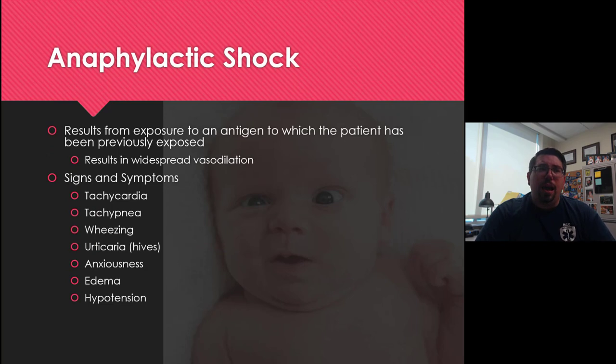The next level of shock we have is anaphylactic shock. Anaphylactic shock truly can be a life-threatening experience for a child. It results from an exposure to an antigen which the patient has been previously exposed to, and we see a widespread, massive immune response to it. That immune response causes massive vasodilation and causes the capillaries to become very leaky and likely to lose fluid out of the vasculature. Signs and symptoms for anaphylactic shock include tachycardia, tachypnea, wheezing, hives or urticaria, anxiousness, edema, and hypoperfusion.